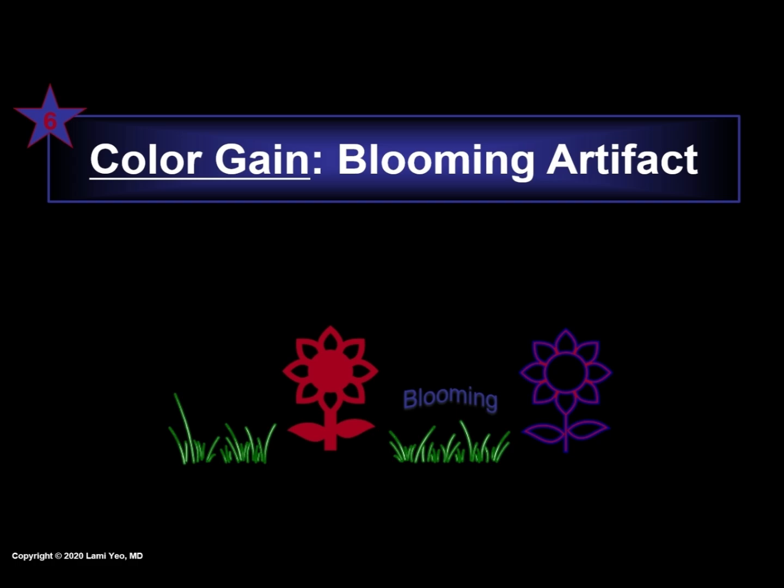A blooming artifact may also be seen when the color gain is set too high. The color spreads out from within the vessel or bleeds beyond the vessel wall into adjacent areas. This is a problem because it makes vessels appear larger than they truly are or leads to a false appearance of flow in surrounding tissues.